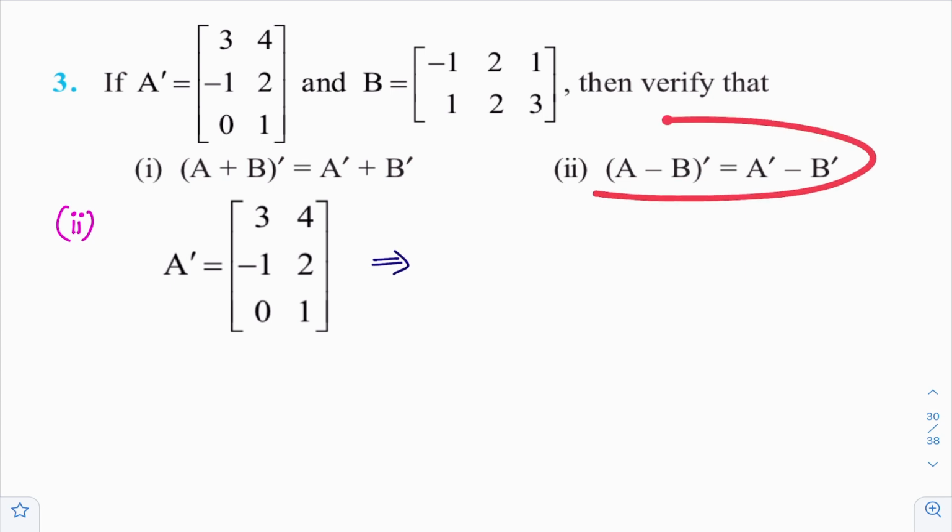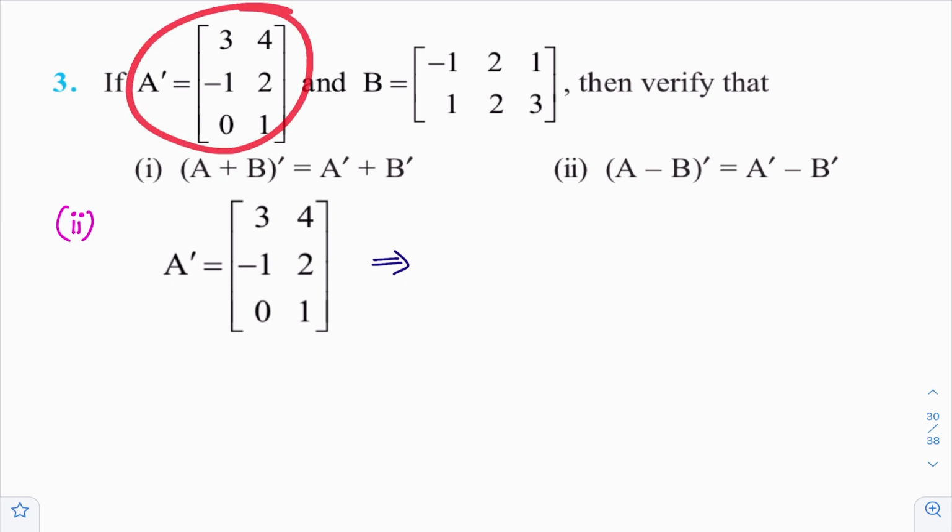Actually, what I'm checking is the second bit now. I need matrix A to calculate A minus B. But they're not given matrix A. You see, this is A dash. This is B. So we need to calculate A first. How to calculate A? You know the properties of the transpose of a matrix.